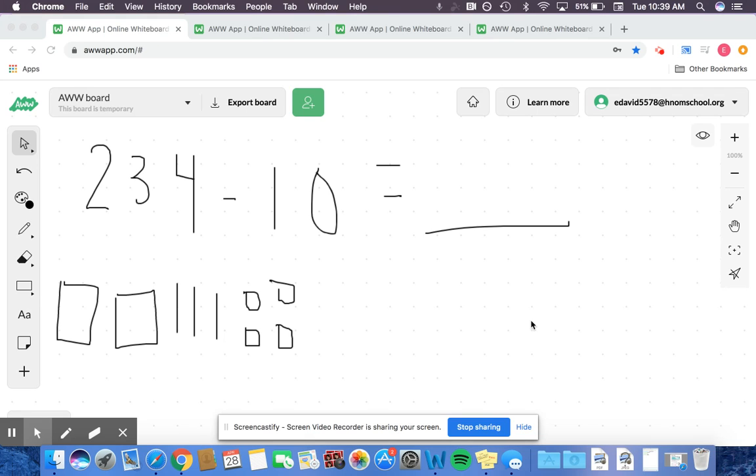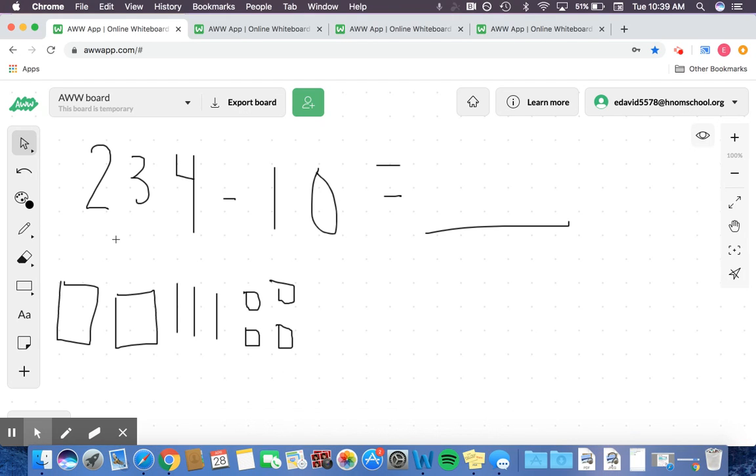Hi, boys and girls. Today we are going to be talking about subtracting a 10 and a 100 mentally. Mentally just means doing the math in your head. So we have the number 234.